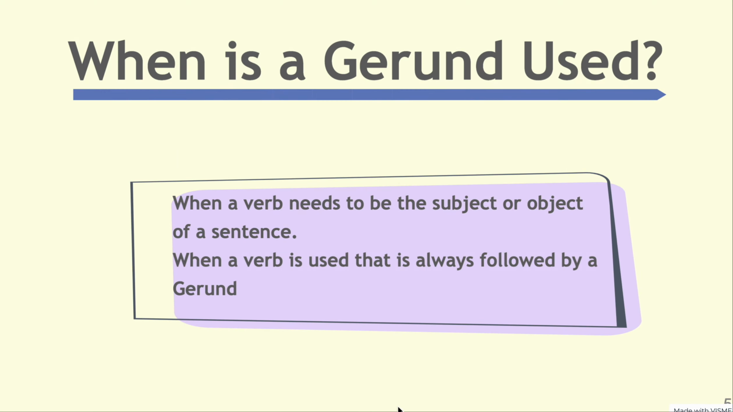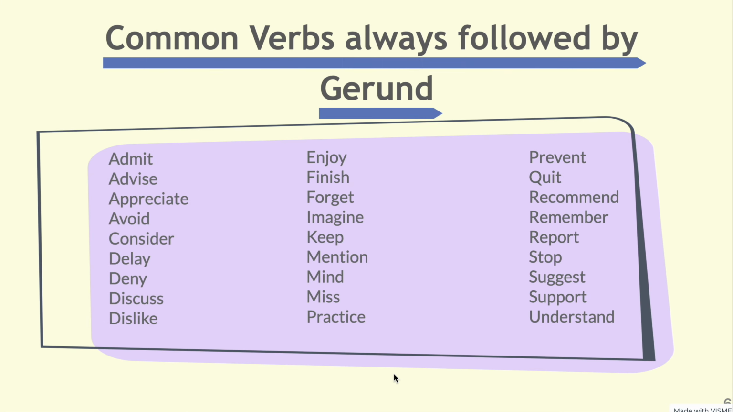We use gerunds when a verb needs to be the subject or object of a sentence. There are also certain verbs that are always followed by a gerund. Here are a few commonly used verbs that are always followed by a gerund. This is not a complete list.